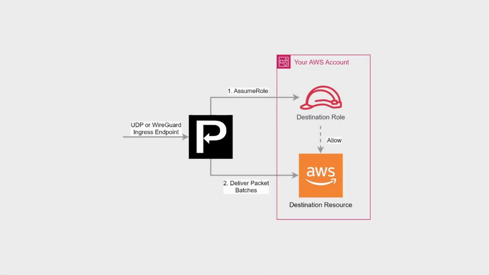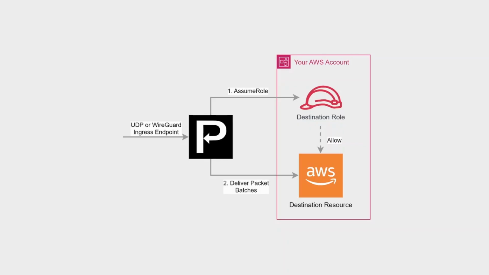Let's look at the technical architecture. UDP Gateway employs a simple and familiar model of operation. Packets arriving at the listener are delivered to associated destinations by first assuming the role provided and then invoking the appropriate action for the destination resource type. Each destination may have a dedicated least privilege role that allows only the necessary actions on specified resources, a practice well aligned with AWS security guidance.